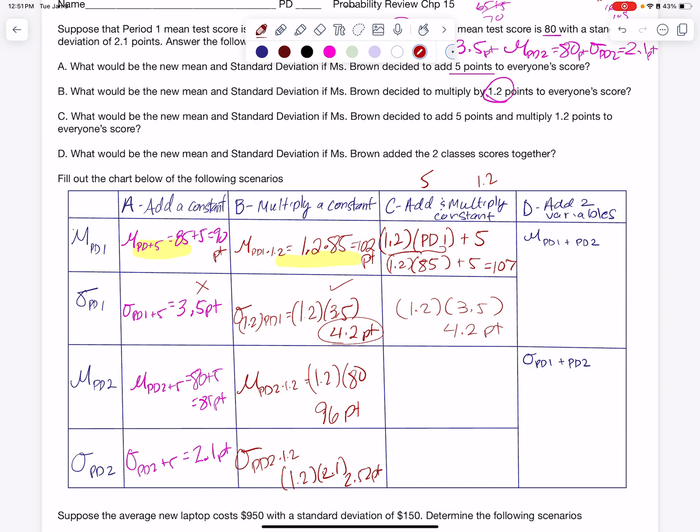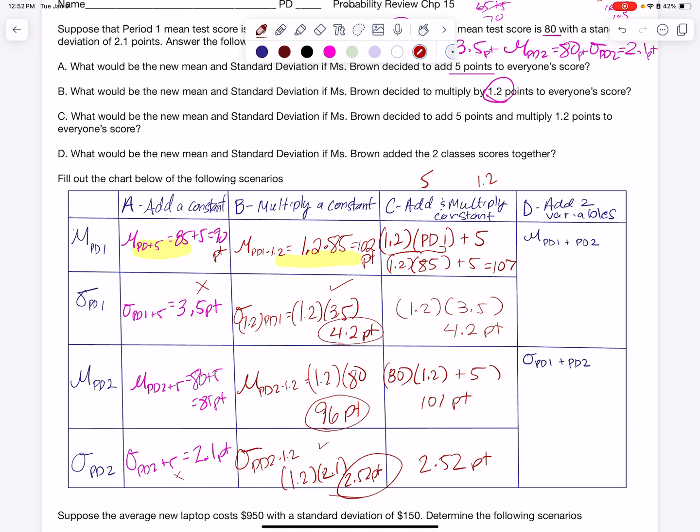For this one here, we're going to do, again, 80 times 1.2 plus 5, and so that's going to get us 96 points here, what we got, plus 5 is going to be 101 points. And this last one is going to be, just right here, 2.52 points, because you can see that the adding didn't change it, but the multiplying did.